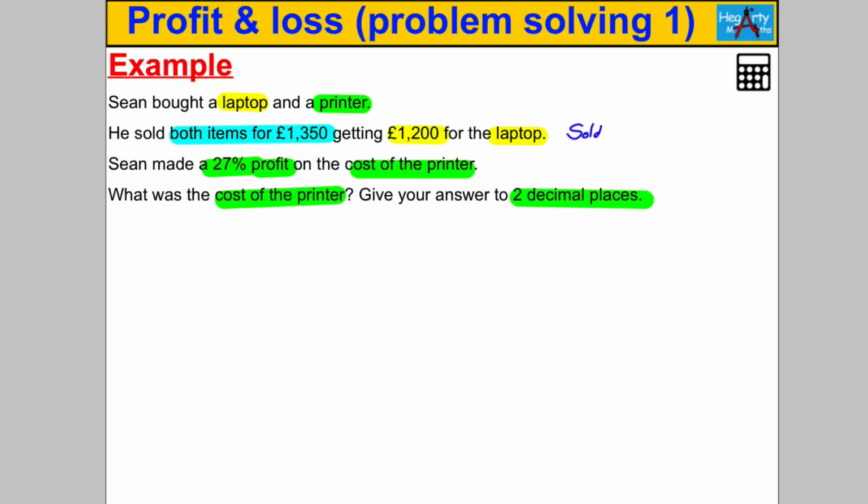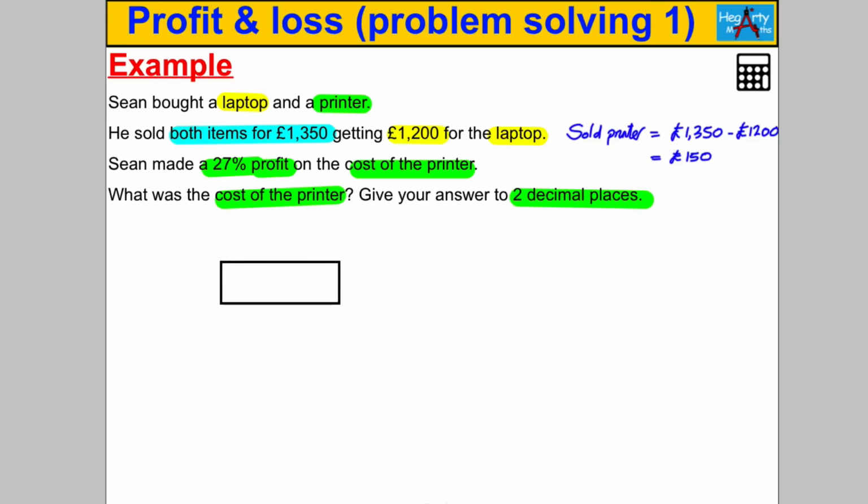He sold the printer, well, that must be 1,350 take away 1,200. That gives us that he must have sold the printer for £150. That's going to be very useful. So let's draw a picture to represent this scenario. We're worried about the printer here.